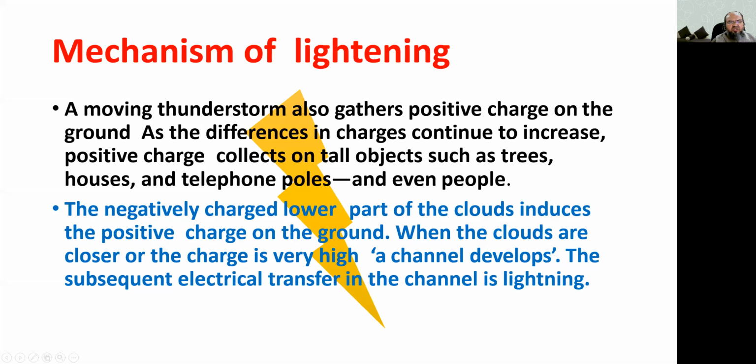So a moving thunderstorm also gathers positive charge on the ground. As the difference in charge continues to increase, positive charges collect on tall objects such as trees, houses, telephone poles, and even people. The negatively charged lower part of the clouds induces the positive charge on the ground. And when the clouds are closer or the charge is very high, a channel develops, which I have marked as a hole also. The subsequent electrical transfer in this channel is called lightning.